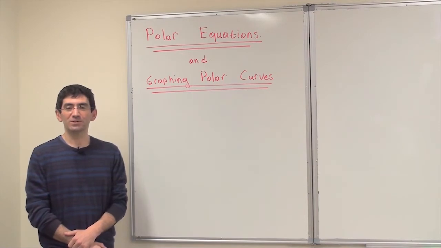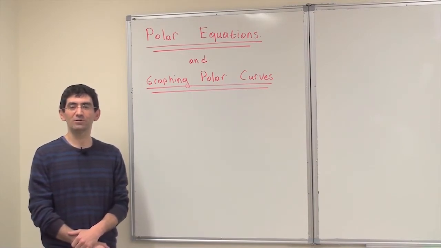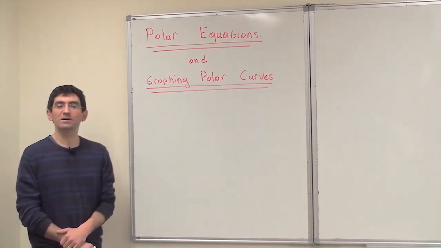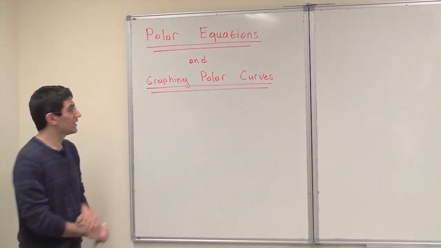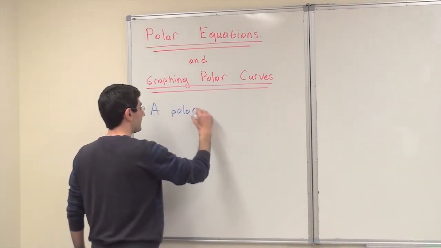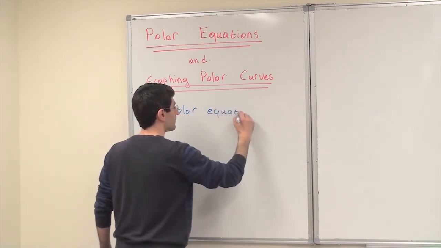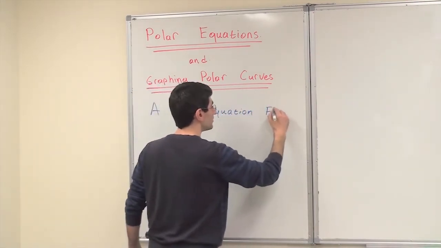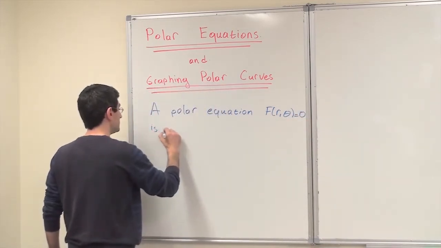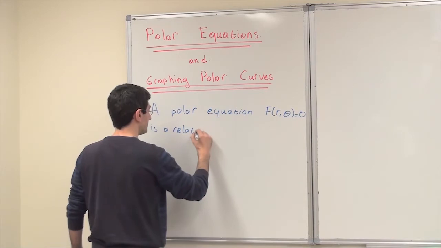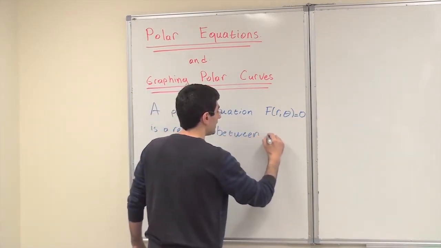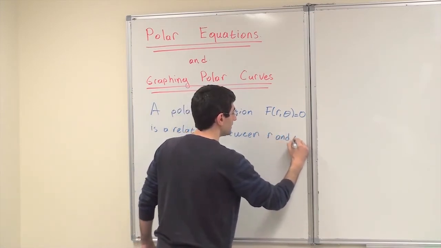Hello. In this video, we are going to talk about polar equations and graphing polar curves. So, let us start with some definitions. A polar equation, whose general form can be given like this, is a relation between r and theta.